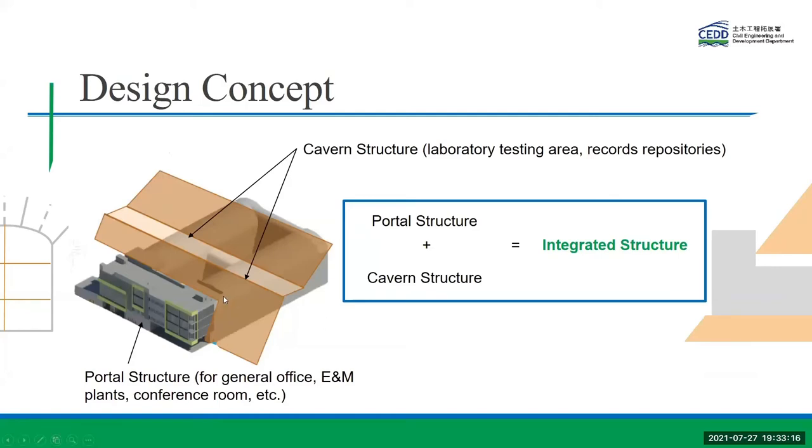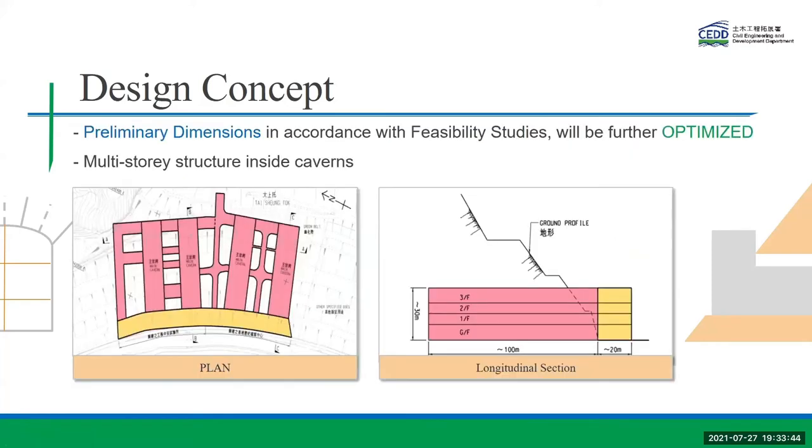The portal structure will house the facilities such as the general office, exhibition room, and conference room, which are similar to a normal building structure. At this stage, we locate the E&M plant room outside the caverns, taking into account the factor of fire safety. It may be revisited in the later stage of the project. Inside the caverns, it will be the main operation area and storage area. I will not repeat the advantage of putting this area inside the caverns here. I would like to stress that the dimensions shown in this figure are preliminary only. The size of the facility will be subject to optimization to enhance the cost effectiveness of the project.